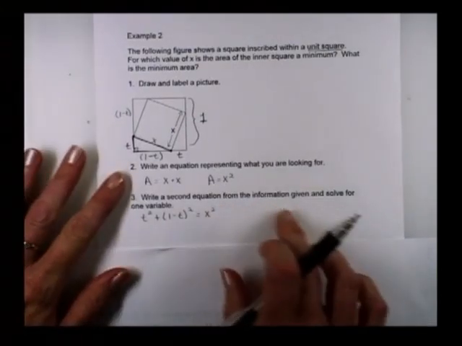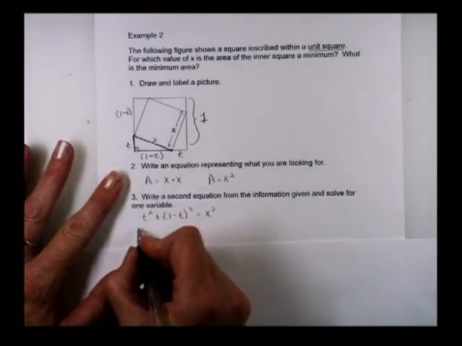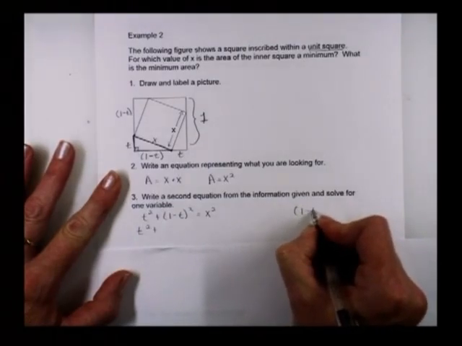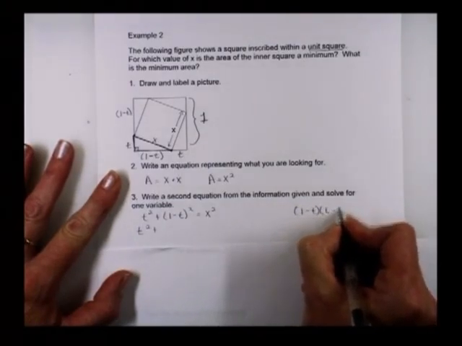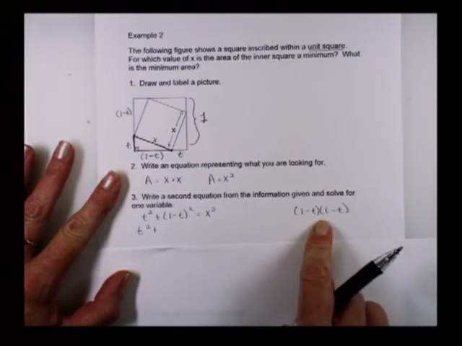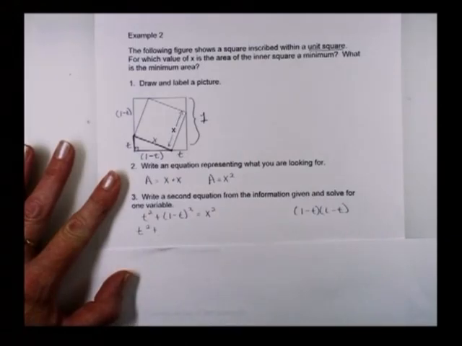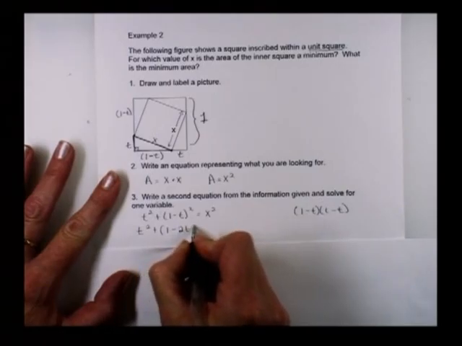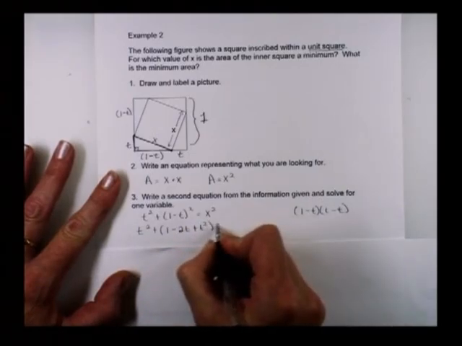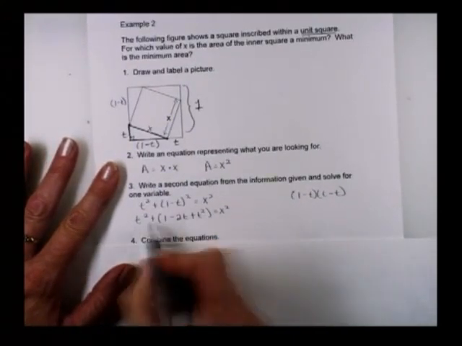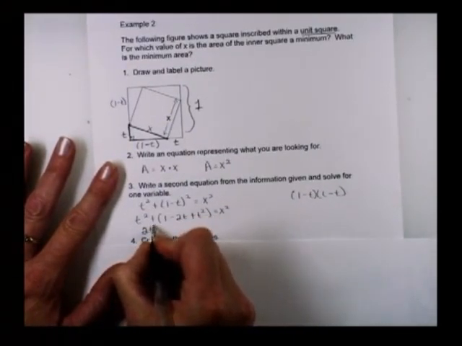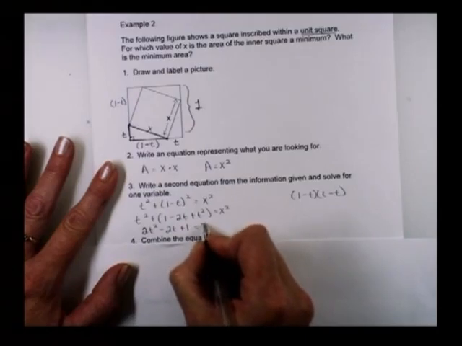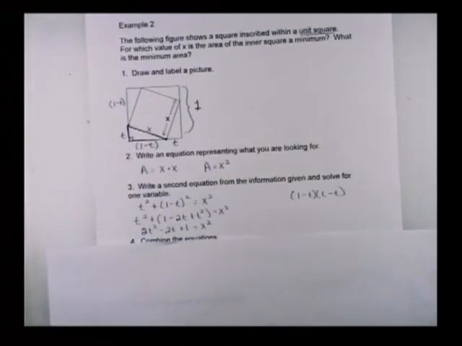All right, but I will go ahead and expand this side, t squared plus, don't forget when you are squaring a binomial, be sure that you use the distributive property on it and not just say 1 squared plus t squared. All right, so we get 1 minus 2t plus t squared equals x squared. Add your t squareds together, 2t squared minus 2t plus 1 equals x squared. All right, and there's your second equation.